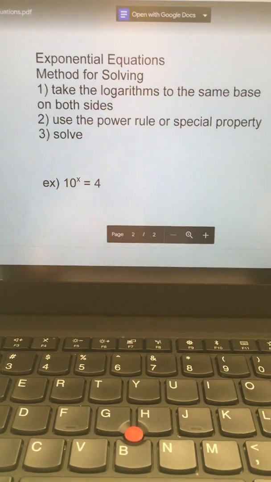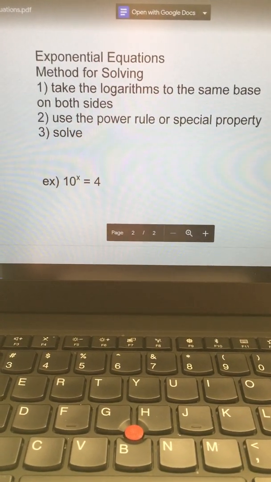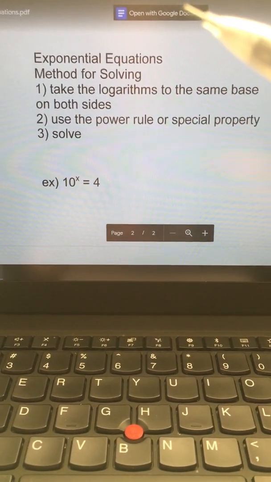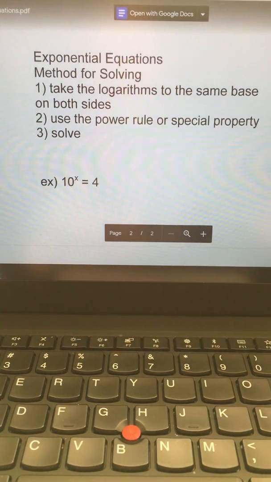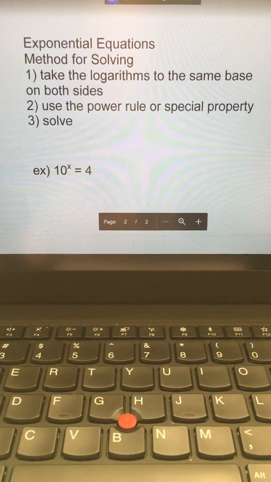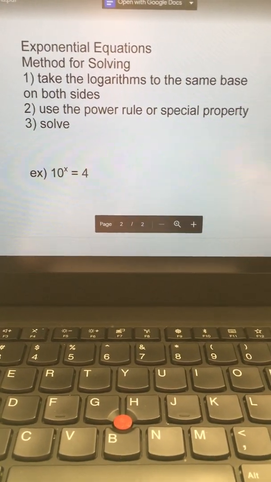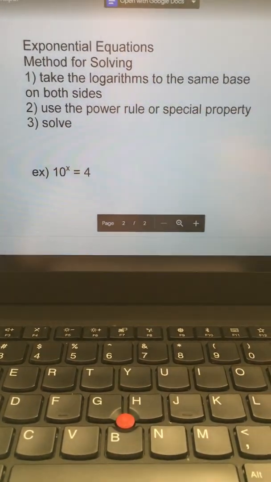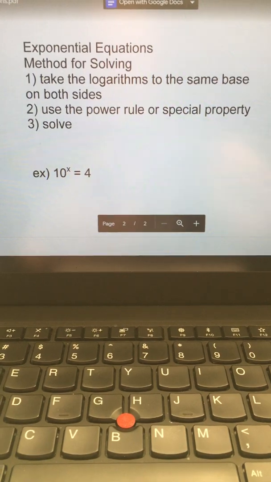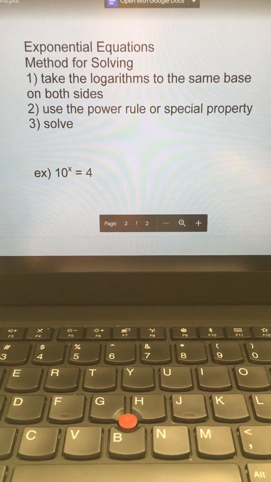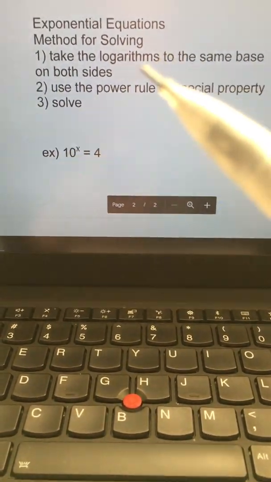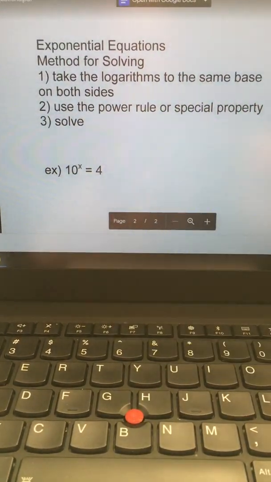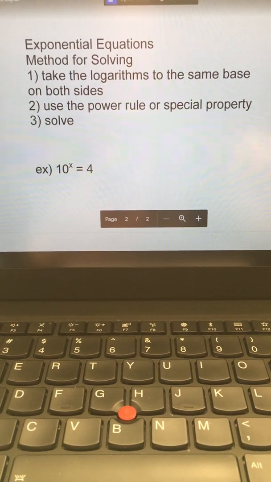Typically, my go-to is to try to write them with the same base. I don't ever really want to bring logs in if I don't have to. Most of our exponential equations can be solved without logs. But when you can't write them with the same base and you don't know how to figure out x, you can use logarithms to solve these by taking the log, and you get to pick the base. So you have to be aware of that piece and pretty confident with what you're doing. You can pick any base that you want, and you can take the log to that base on both sides.